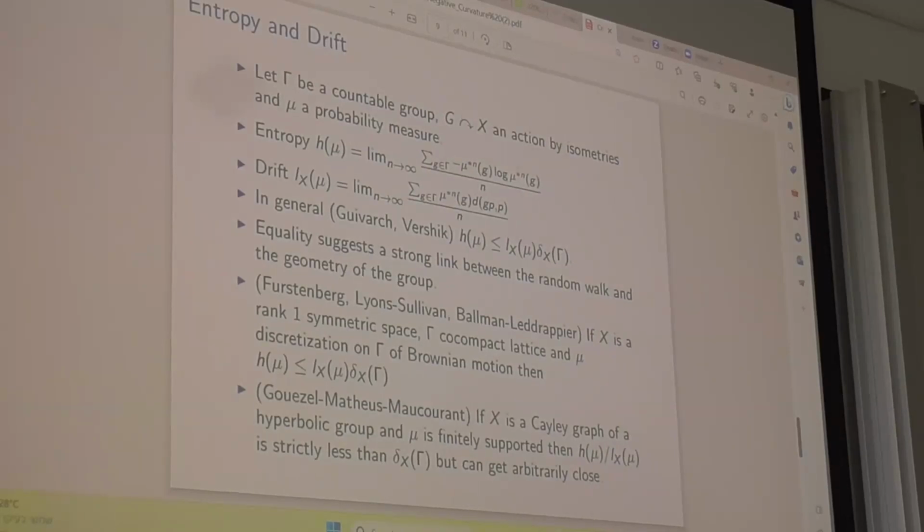But if you have a symmetric space, and you choose U to be a discretization of Brownian motion, then I made a typo here. It should say H of U should be equal to Lx of U and delta x. In the second bullet point, it should be an inequality. So you can choose it to be equal, then if you have a Taylor graph with a hyperbolic group, I'm not sure you can choose it to be equal, but you can choose it to be arbitrarily close to the first one.